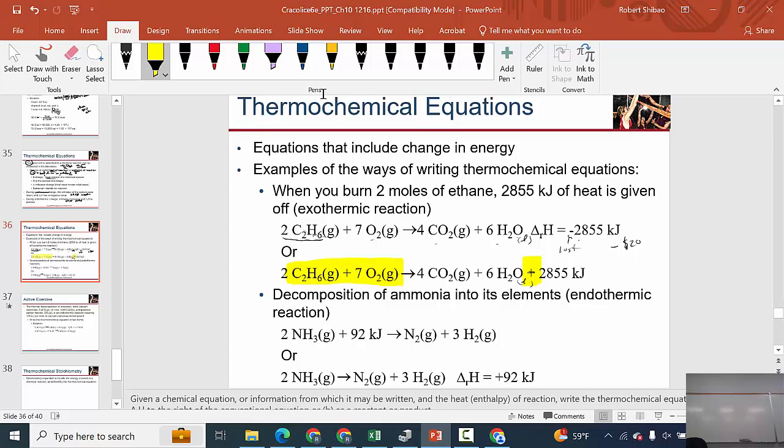And so it's releasing CO2 and water into what we call the surroundings. But it's also losing energy, and so where does that energy go? It also goes into the surroundings. So we're also going to get 2,855 kilojoules.